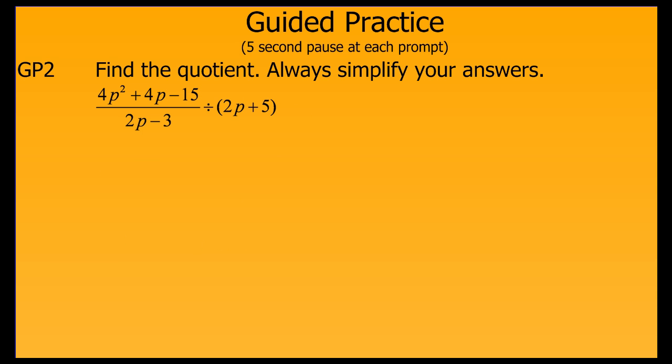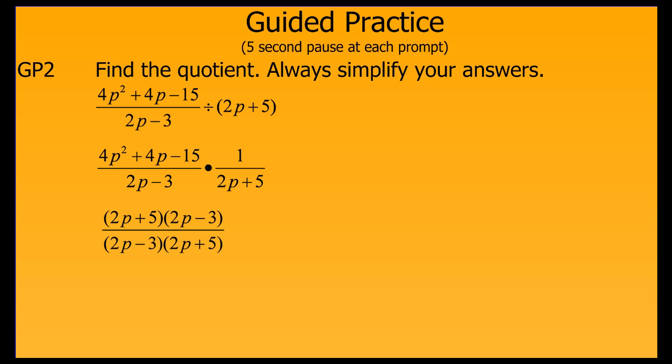Let's try another one. What do we do first? First, we need to change this division problem into multiplying by the reciprocal of the divisor. Since the quantity 2p plus 5 can be thought of as being over 1, the reciprocal will be 1 over the quantity 2p plus 5. Now what? Now we factor our numerators and denominators. What's next?